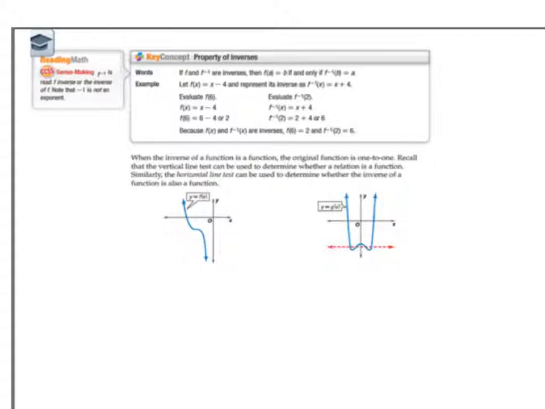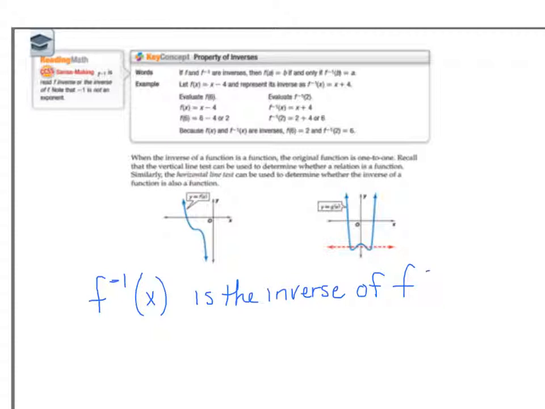Here are some properties of inverses. Probably the most important thing you need to know is that the notation for an inverse function looks like this. So f with this superscript -1 says that this is the inverse of f of x. And an inverse is a function if the original function passes the horizontal line test.